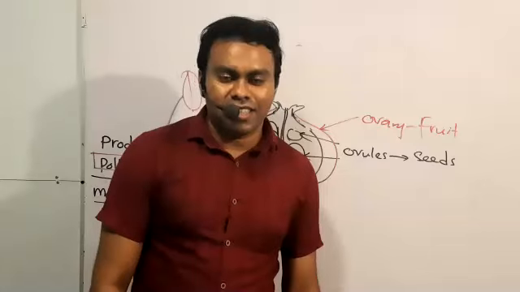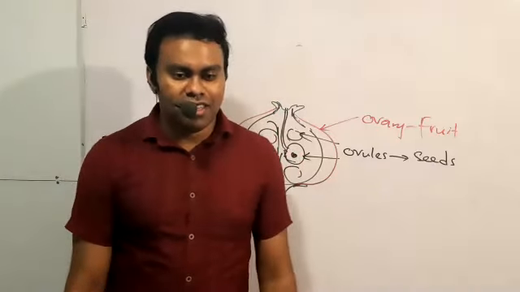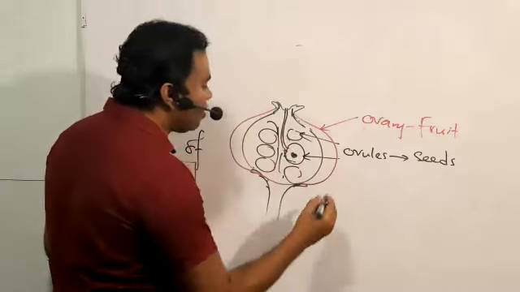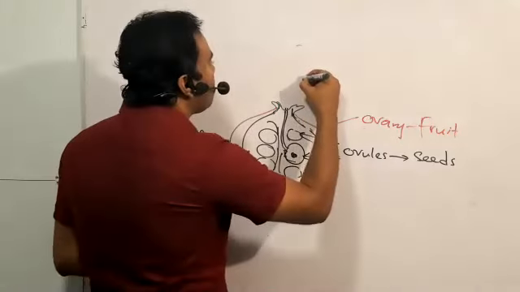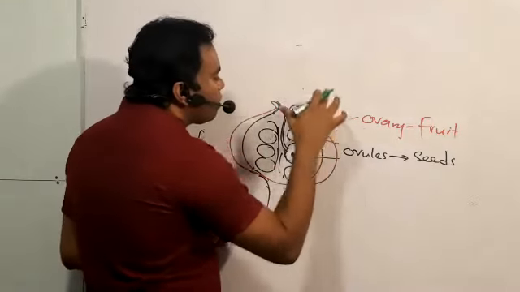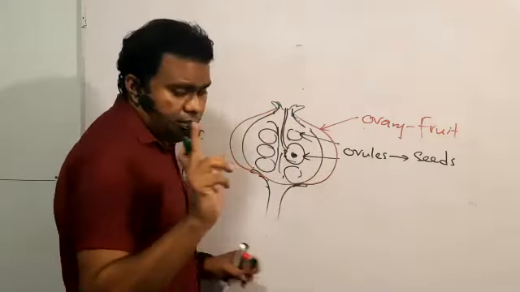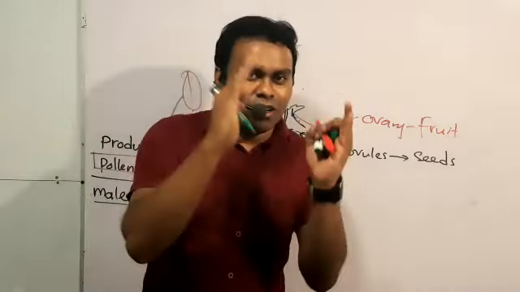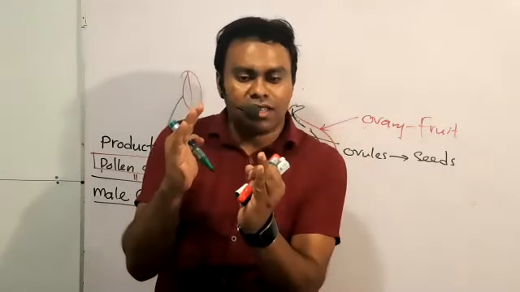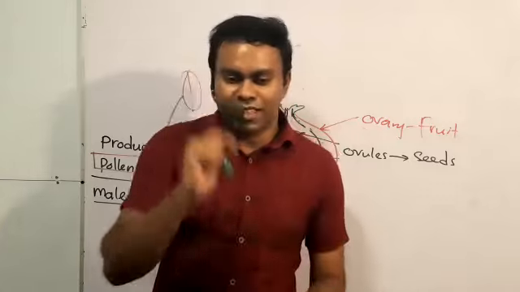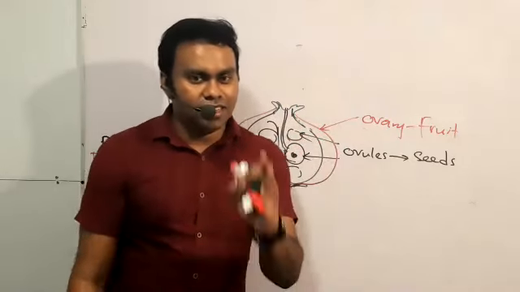But there are some fruits like pomegranate. Okay, then it gets complex. One flower makes a single fruit with one seed. Okay, that's clear, just like mango.